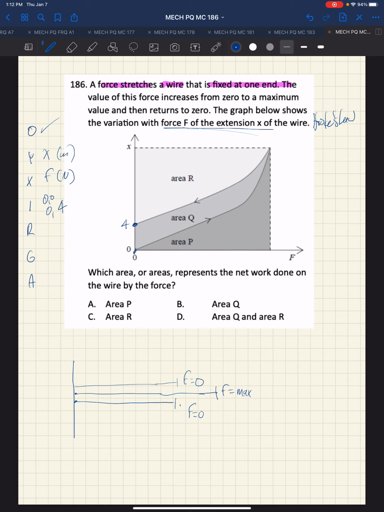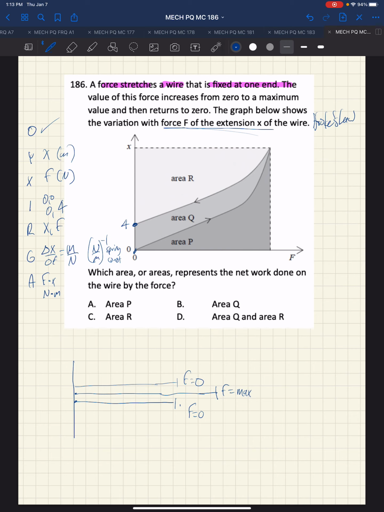Things we could read from this graph are x and F. The slope is delta x over delta F, which is meters per newton. Newtons per meter is the spring constant. The slope, then, is 1 over the spring constant. The area, F times x, has units of newton meters.